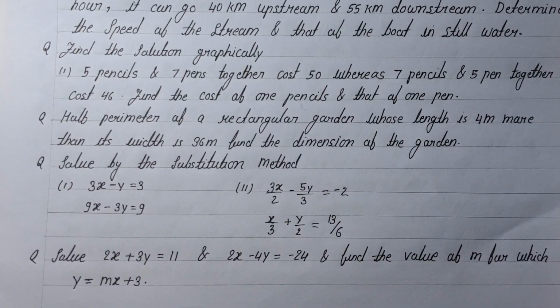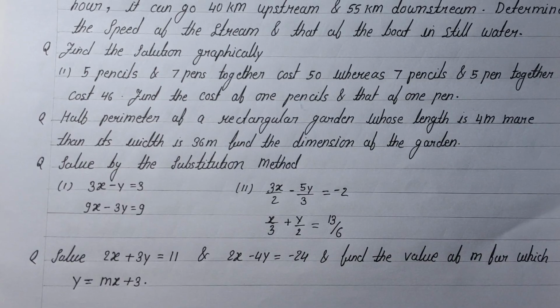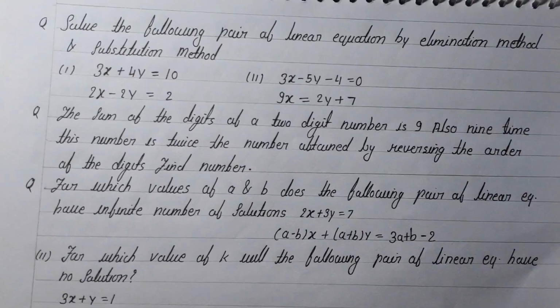Next, solve 2x plus 3y is equal to 11 and 2x minus 4y is equal to minus 24. Find the value of m for which y is equal to mx plus 3.